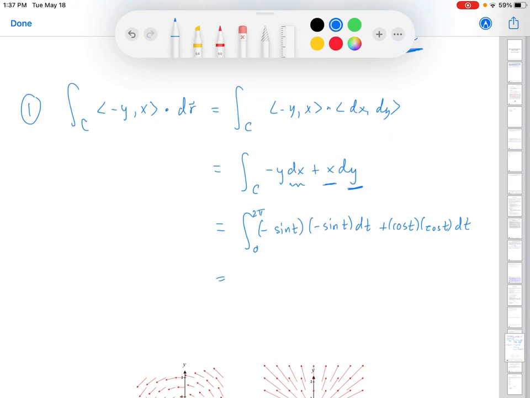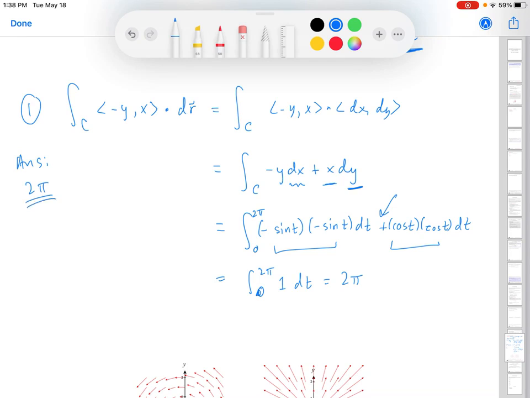And then now I simplify. Here I get sine squared. Here I get cosine squared. I'm adding them, and I know sine squared plus cosine squared is 1. So I get the integral from 0 to 2 pi of 1 dt. And that just becomes 2 pi. Okay, so for number 1, I'm going to say answer, because I'll have to erase this to give myself room.